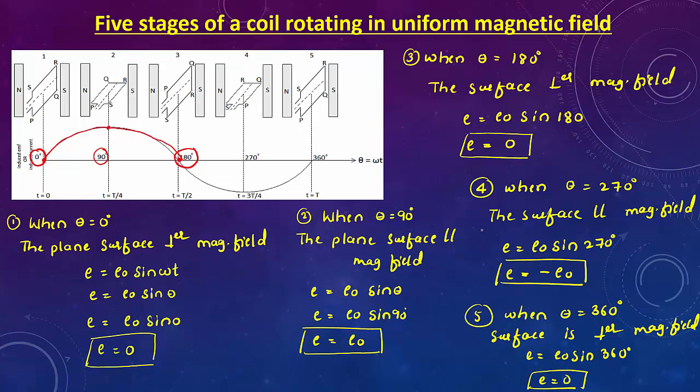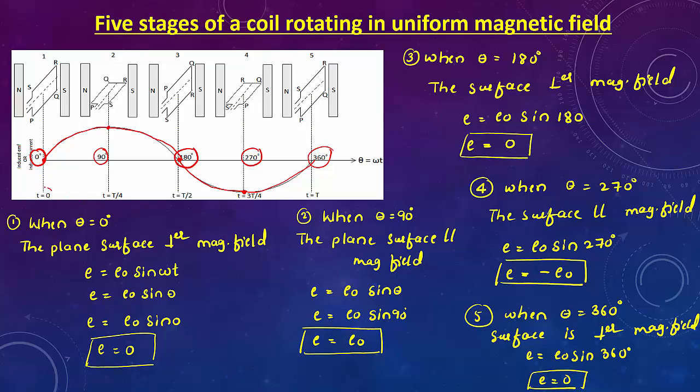Then for the next half rotation, theta equal to 270 degree, we got the answer E equal to minus E naught. Minus E naught means the induced current is increasing, but it is in the opposite direction. So we can take it along this direction. Now it reaches maximum value. So the value is at 270 degree. Then for the last rotation, theta equal to 360 degree, induced EMF is 0. That means this induced current goes on decreasing in the opposite direction for theta equal to 360 degree. This completes one rotation.